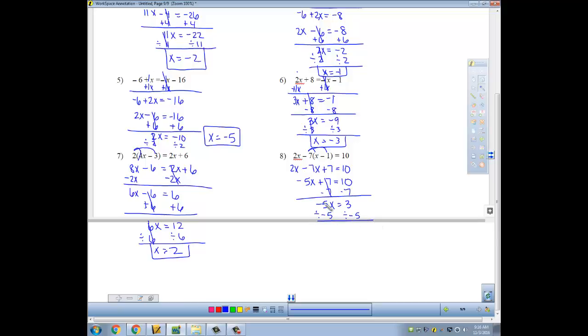So our answer is just going to be a fraction. That's okay. So 3 divided by negative 5 is just 3 over negative 5. So just 3 divided by negative 5, you just put your top number on top, bottom number on bottom. Since it was negative, put a negative.